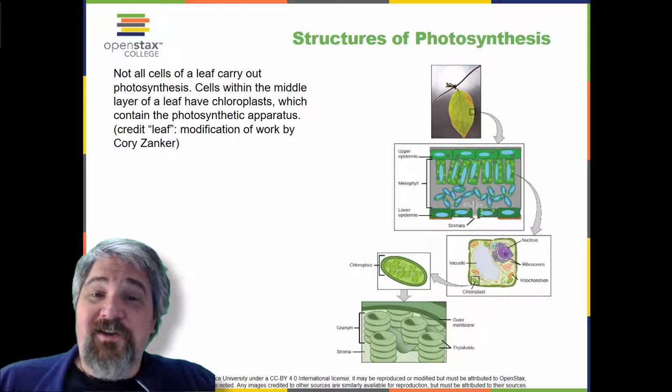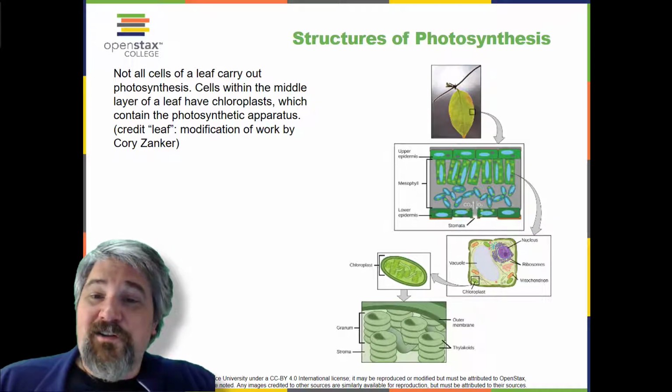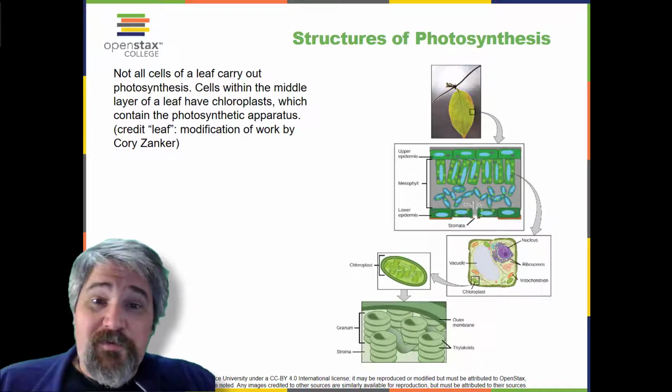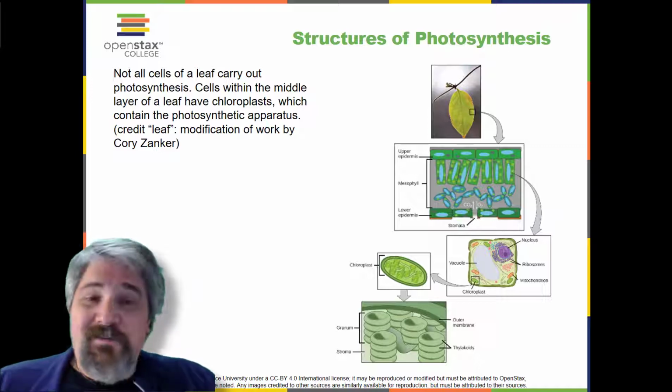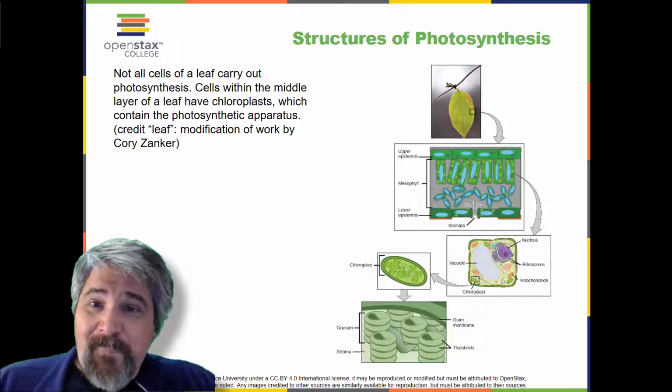As shown in this figure, a stack of thylakoids is called a granum, and the space surrounding the granum is called stroma, not to be confused with stomata, the opening on the leaves. The two parts of photosynthesis.